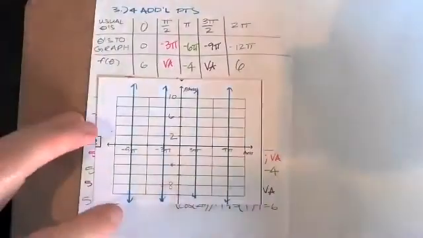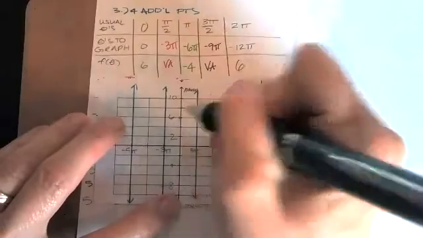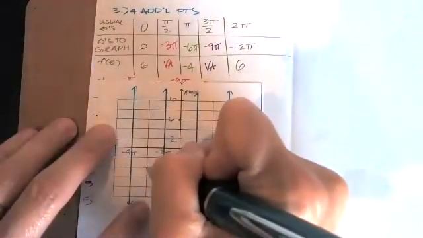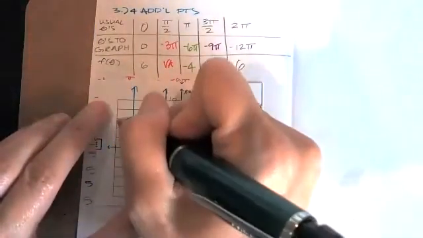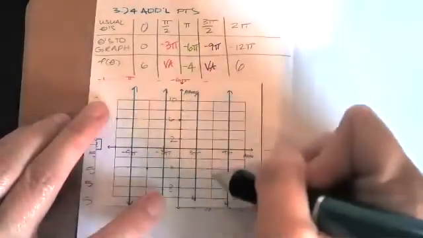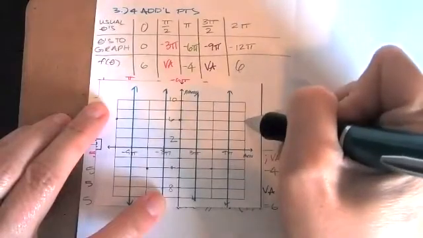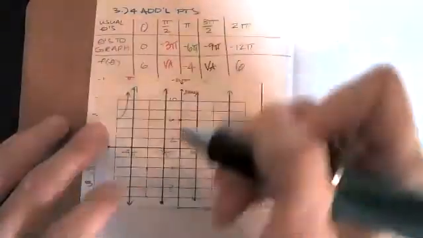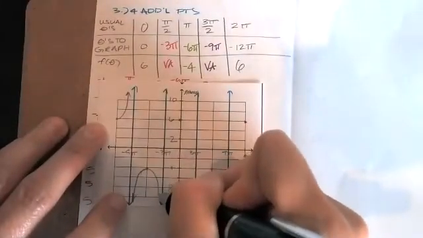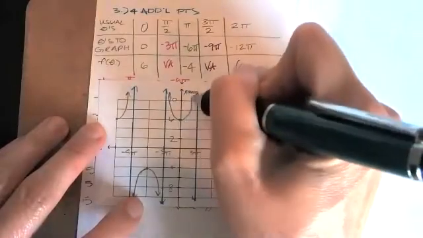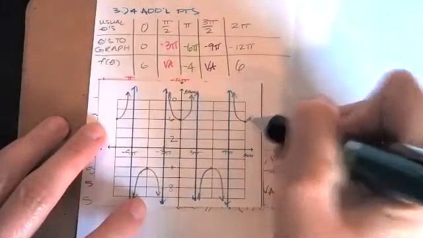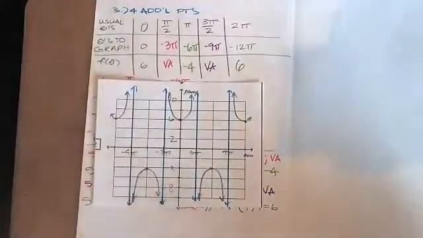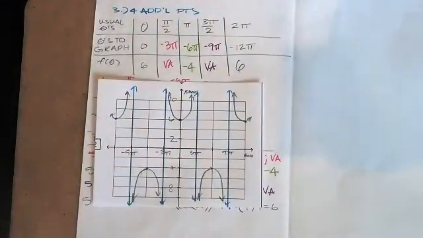All right, so 0 is at 6. Negative 6 pi is at negative 4. Negative 9 pi, so negative 12 pi is at positive 6. Looking at this pattern, I can see this will be here, and this will be here. So I've got half a branch here, and this, and this, and here. So this technically would go like this, and this would go like that. So there's my secant graph. Is that okay? Yeah. All right.